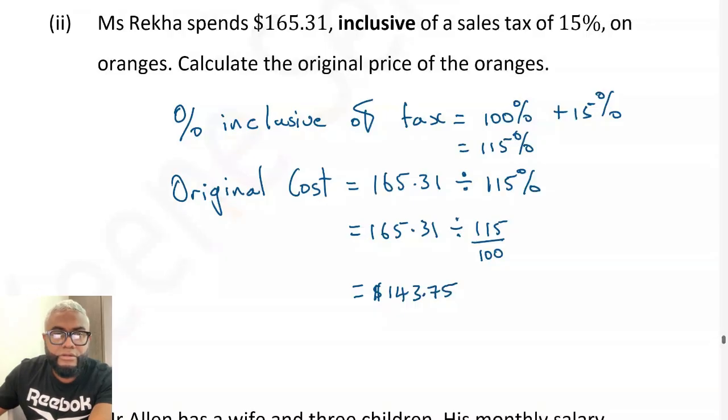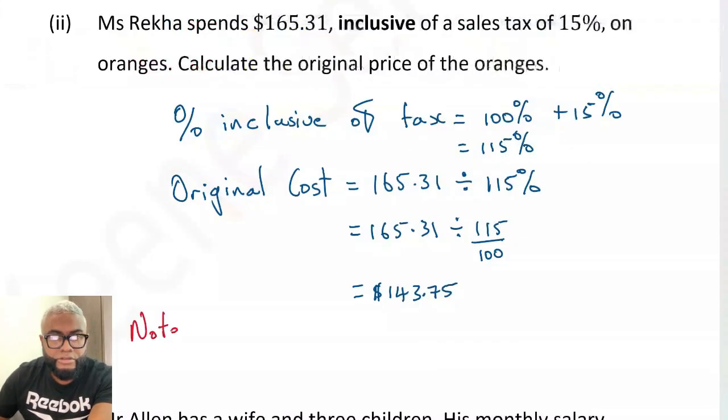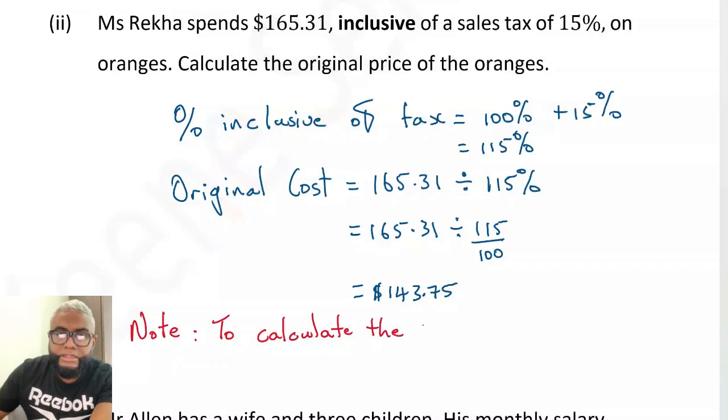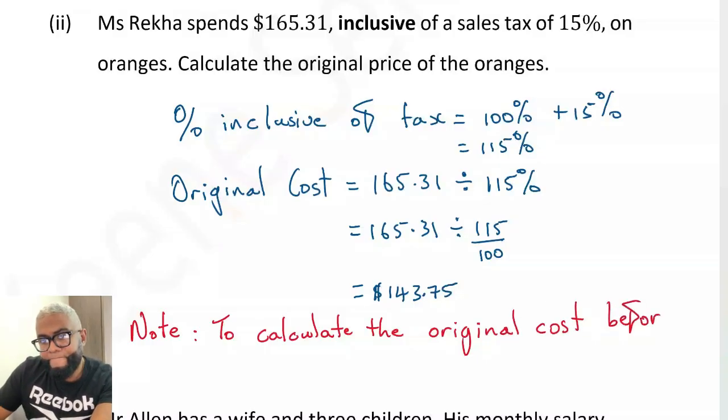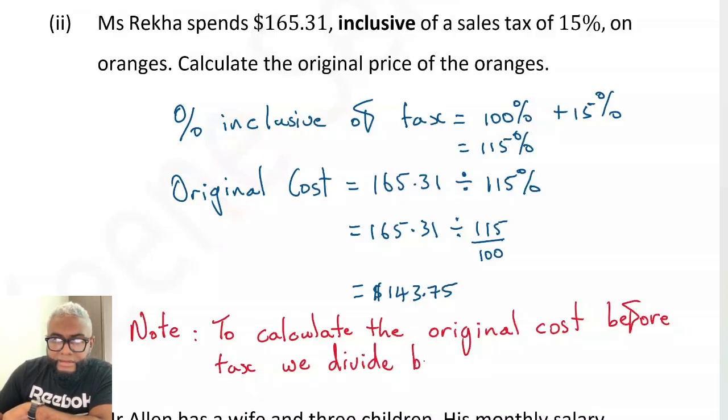Okay, go down. All right, note. To calculate the original cost before tax, we divide by 100% plus whatever your tax amount is, right? To get back the original value. Everybody clear there?